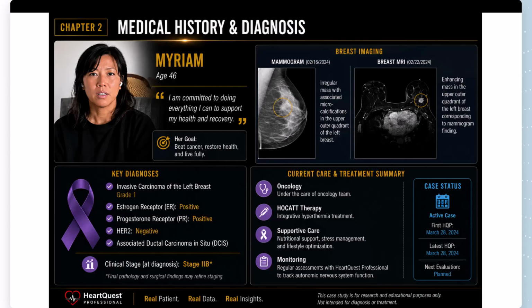She has invasive carcinoma of the left breast, grade 1, estrogen receptor positive, progesterone receptor positive, HER2 negative, and associated ductal carcinoma in situ. And her clinical stage is right there. Her current care and treatment is oncology under the care of an oncology team. She's doing HOCAT therapy, integrated hypothermia treatment, supportive care, nutritional support, stress management, and lifestyle optimization. And she's getting monitored on the HeartQuest Professional to see the direction that she's moving in.